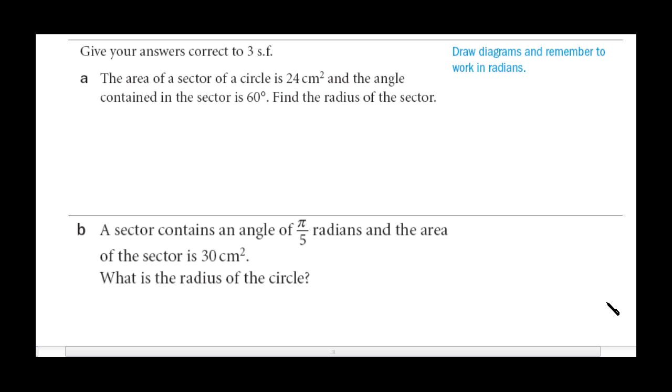Here we have a series of problems involving sectors. Let's look at the first question. We've got the area of a sector is 24 centimeters squared and the angle contained in the sector is 60 degrees. Find the radius of the sector.